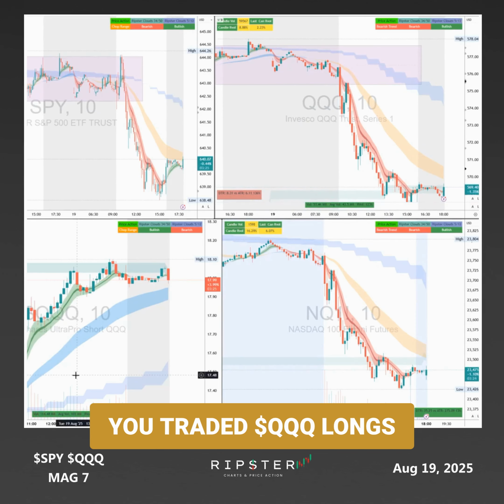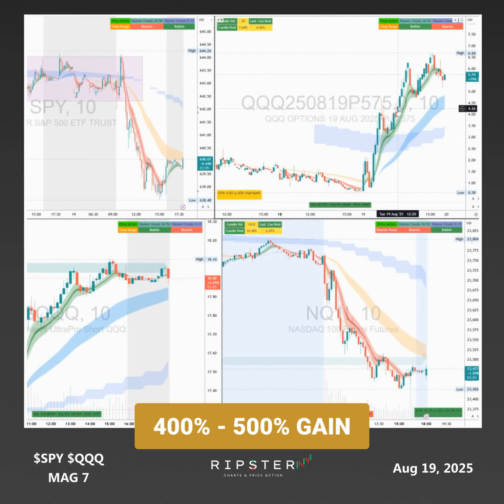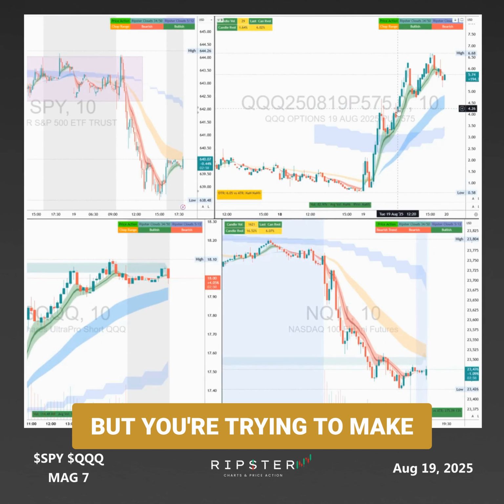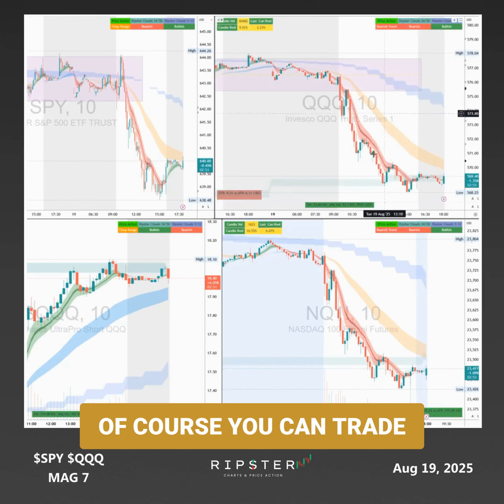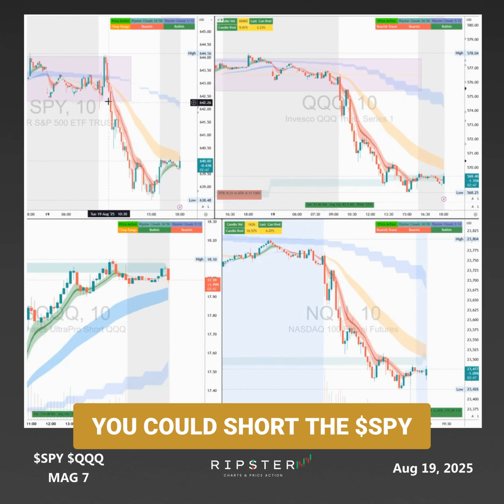You traded QQQ longs, you got nicer profit there. 575 puts went from $1 to $5, 400, 500% gain. But you need to be patient. You need to hold those puts because you're risking 100%, but you're trying to make 300, 400, 500%. Of course, you can trade the Nasdaq futures short, you can trade the SQQQ long, and the SPY joined later. You could short the SPY as well.